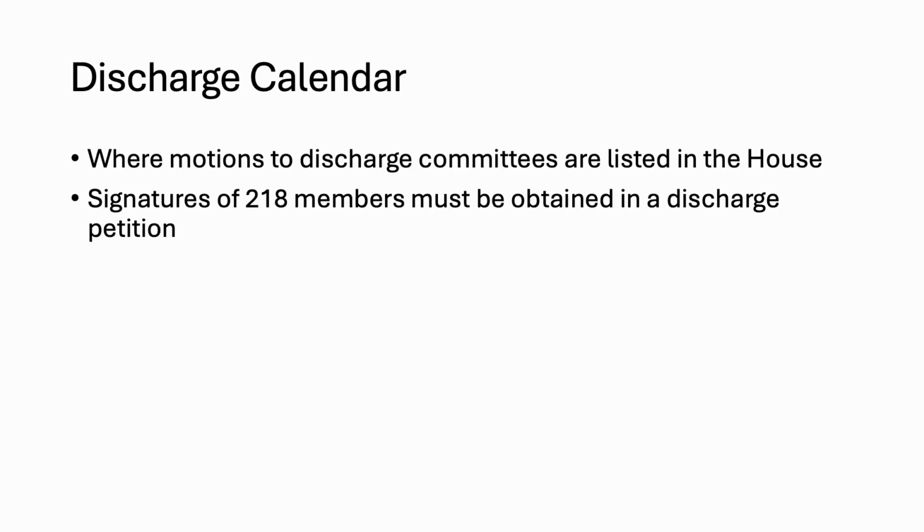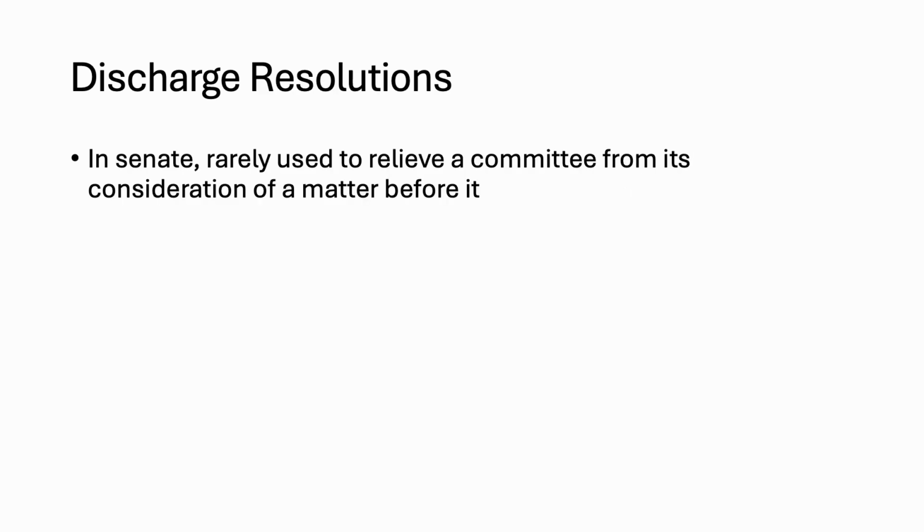Discharge calendar. Where motions to discharge committees are listed in the House, signatures of 218 members must be obtained in a discharge petition. Discharge resolutions in the Senate are rarely used to relieve committees from consideration of a matter before it.